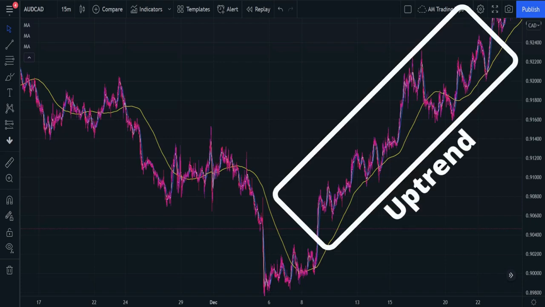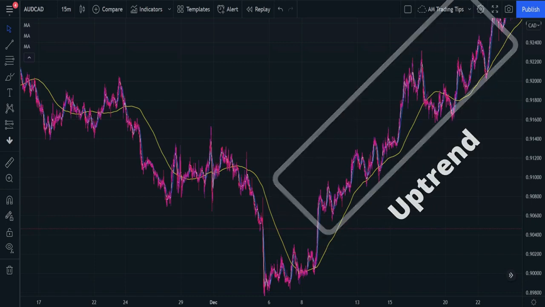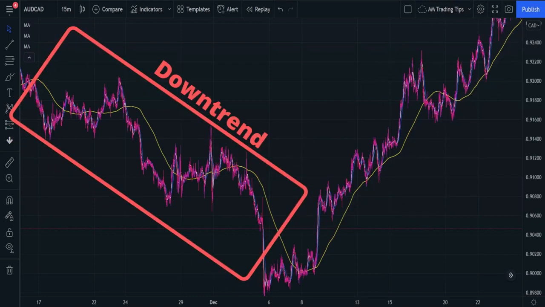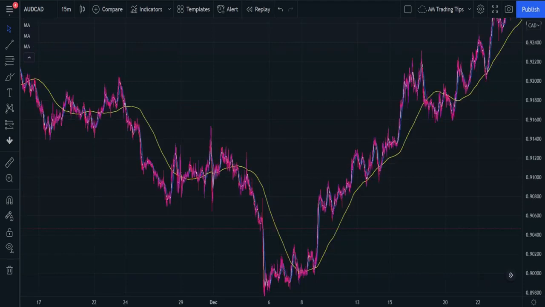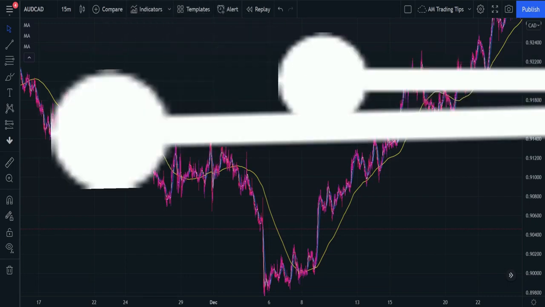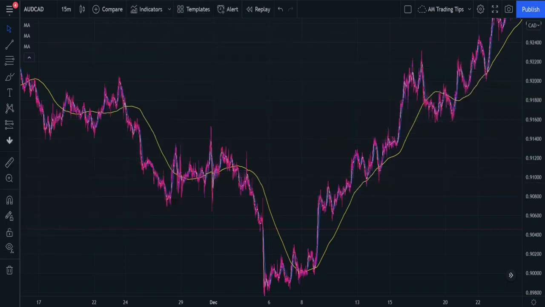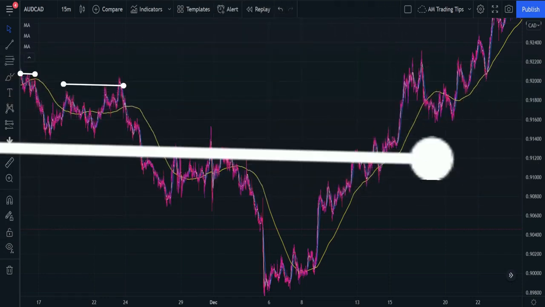When the price is in an uptrend, we see that the price stays above the moving average, and the moving average slopes upward. On the other hand, in a downtrend, we see that the price is below the moving average, which is sloping down. In a sideways trend, we can see that the price moves around the moving average, and the moving average remains flat. Another characteristic of moving averages is that they act as dynamic levels of support and resistance. So in an uptrend, whenever the price makes a pullback to the moving average, it finds support and resumes the uptrend. Similarly, in a downtrend, the price finds resistance at the moving average.